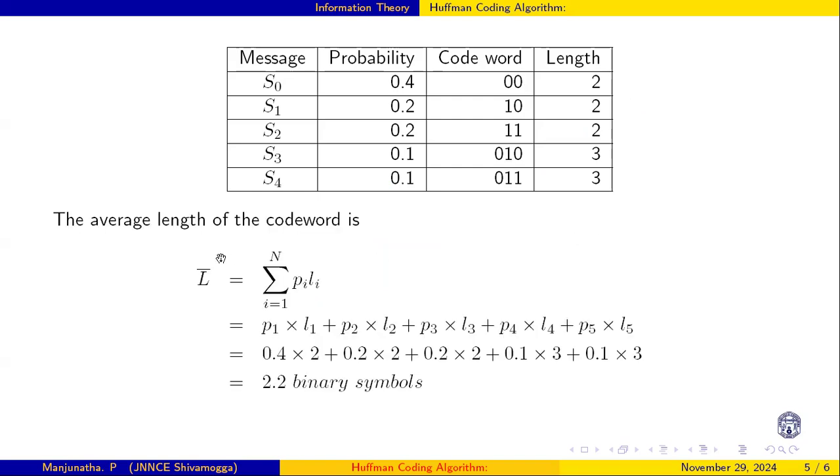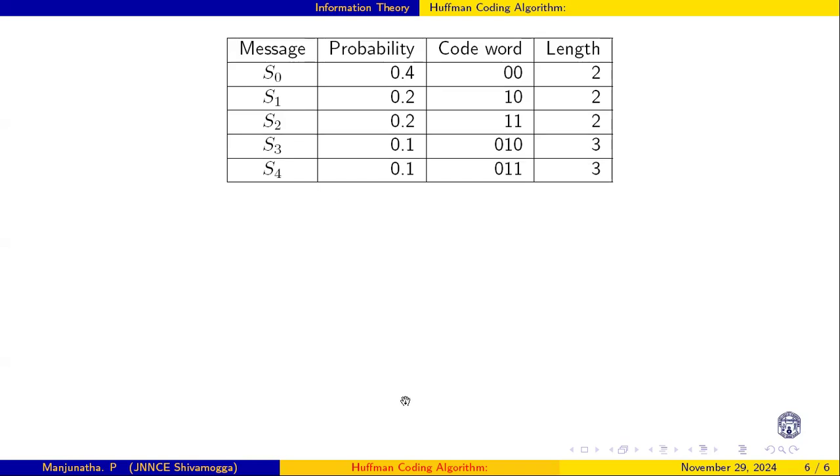Now we will determine the average code word length. L bar is the sum of P_i times L_i, the probability times the code word length. For example, 0.4 with code word length 2, so 0.4 times 2. Next is 0.2, its length is 2. Similarly, 0.1 times 3, and the last one, 0.1 times 3. The simplified answer is 2.2 binary symbols.